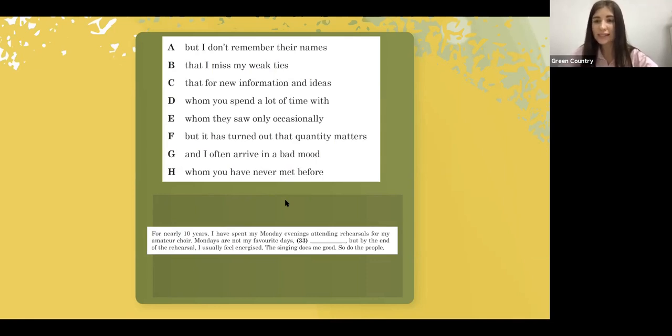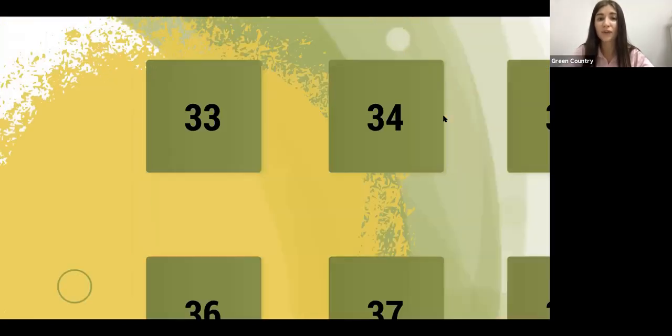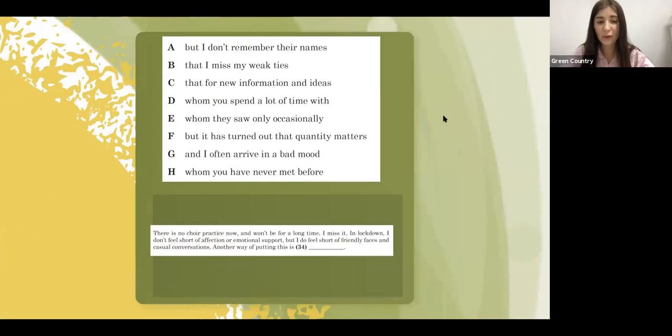Let's focus on this exact sentence. "Mondays are not my favorite days. Gap. But by the end of the rehearsal, I usually feel energized." You're exactly right, and you need the option G. I often arrive in bad mood, but by the end of the rehearsal, I feel energized, even though I have bad mood on Mondays, for example. You're right. So here the word but can help us to choose the correct option and the sense of the sentence overall.